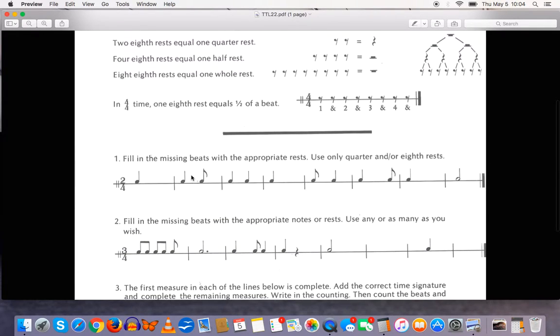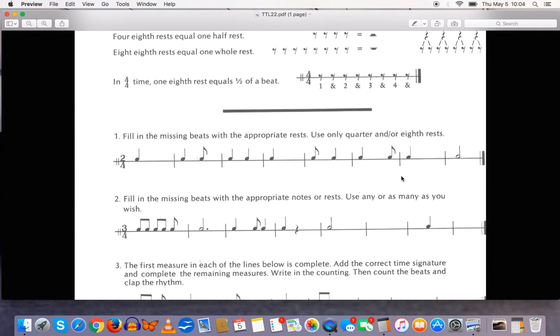So here are some activities. Fill in the missing beats with the appropriate rests. Use only quarter and or eighth rests. Figure out what's missing and go ahead and fill it in. It looks like you have all your bar lines here, so that's not going to be a problem. But each bar needs to have 2 beats. Looks like you have one here, so you're going to use only rests to fill in the missing pieces.